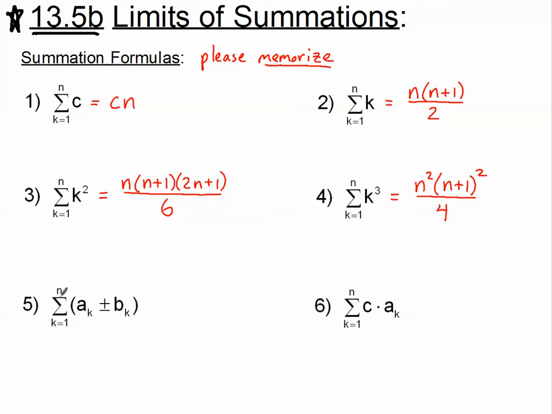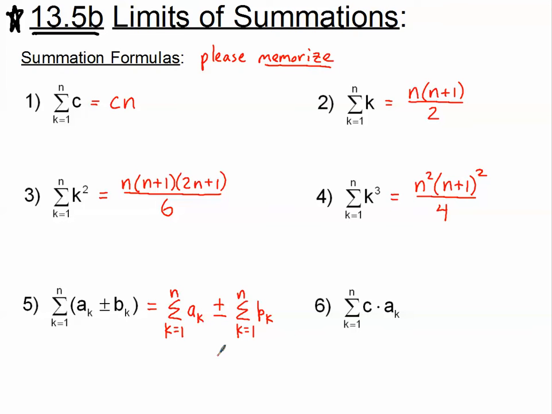Number 5, we have a summation of either a sum or a difference of two things. And what we can do with that is we can take each summation individually. We can take the summation of a sub k and then add or subtract the summation of b sub k. So basically, if we have the summation of a sum or a difference, that's equal to the sum or difference of the individual summations. So that's an important property, and we'll be using that in our practice.